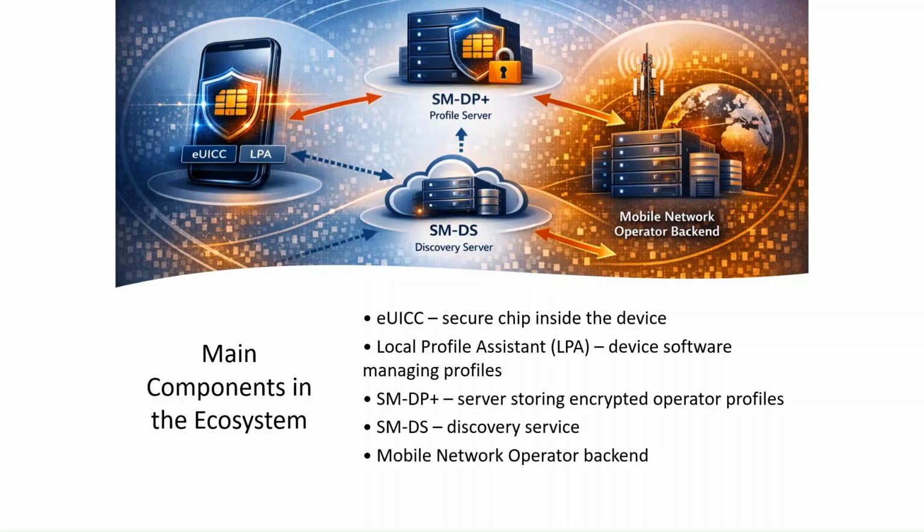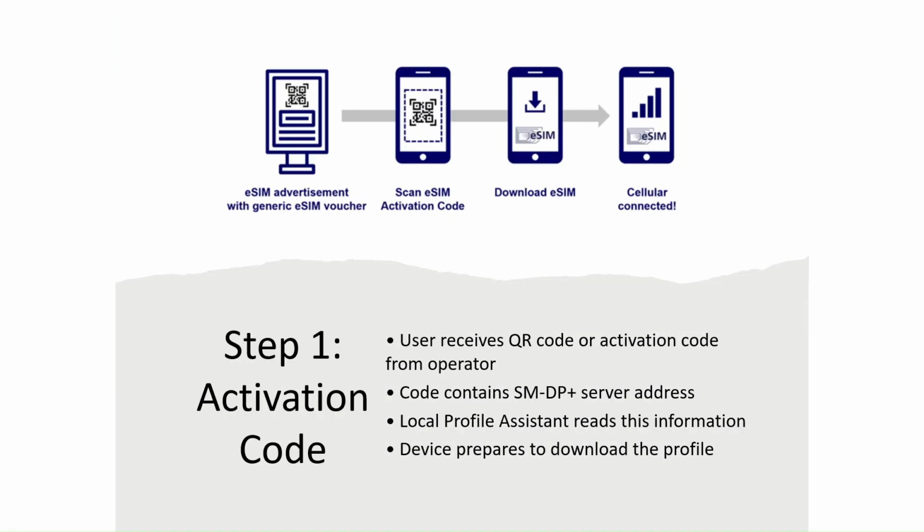Another component is the SM-DS, or Subscription Manager Discovery Server, which helps devices locate available profiles. Finally, there is the Mobile Network Operator backend, where subscriber credentials and SIM data are generated. Step 1. User receives an activation code. The process begins when the operator provides the user with an activation code.